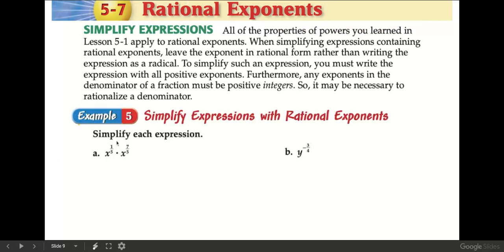So I have x to the 1/5 power times x to the 7/5 power. And then for part B, I have y to the negative 3/4 power. Let's look at part A first. I can use my rules of exponents. They have the same base, so I can just add the exponents. 1/5 plus 7/5 gives me 8/5. So my simplified answer is x to the power of 8/5. And if I did want to write it as a radical, it would be the 5th root of x to the 8th power.